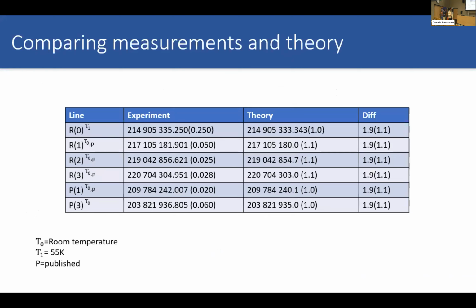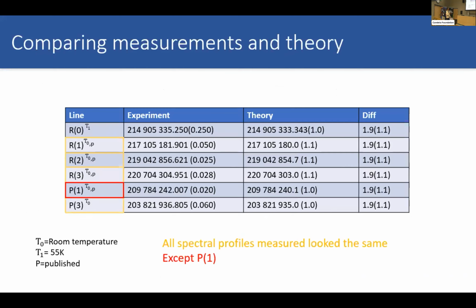So this is the overview of what we did. We measured many transitions, some also earlier published: R0, R1, R2, R3, P1, and P3. The interesting thing is that the R1, R2, R3, and the P3 all have the same spectral profiles. The R0, since it was cryogenic, was a bit narrower, but it's also looking the same. So at least these four are all looking the same, except for the P1. The other interesting fact is that with respect to theory, we have a very constant offset. Theory is always 1.9 megahertz below the assigned peak position, which is also a rather interesting observation.